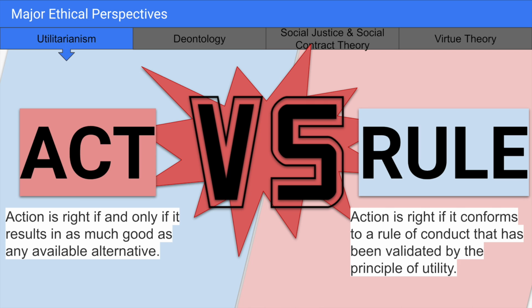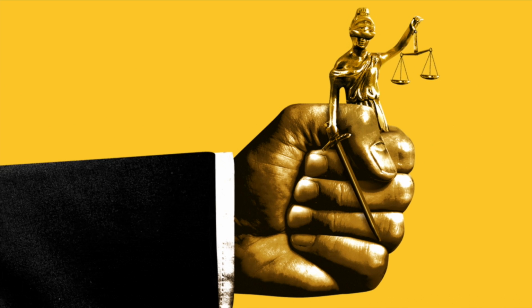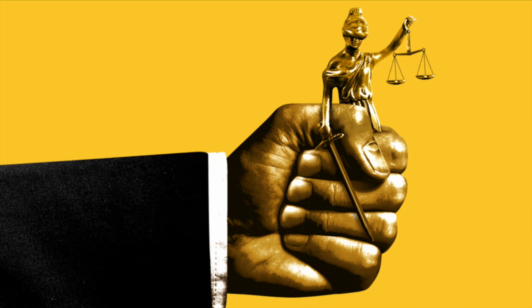Putting it all together, under rule utilitarianism, an act is right if and only if it is required by a rule that is itself a member of a set of rules whose acceptance will lead to a greater utility for society rather than any other available alternative. Or otherwise stated, an act is right if it conforms to a rule of conduct that has been validated by the principle of utility. Utilitarianism not only applies to conduct, but it also applies to legislation.